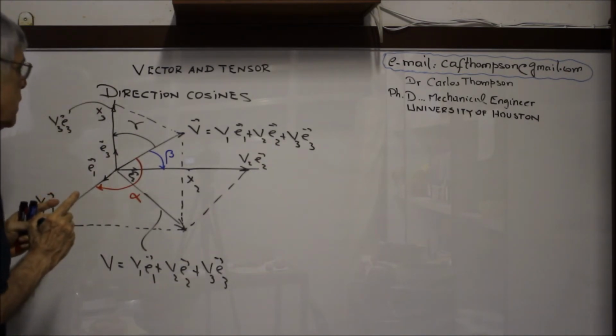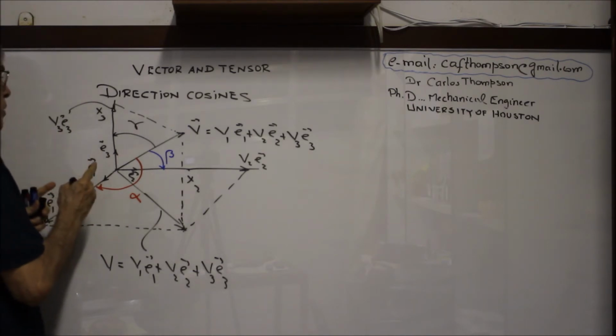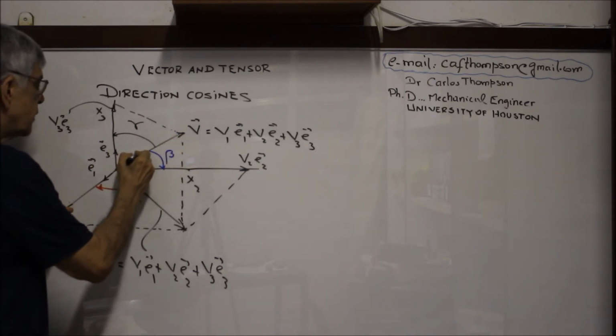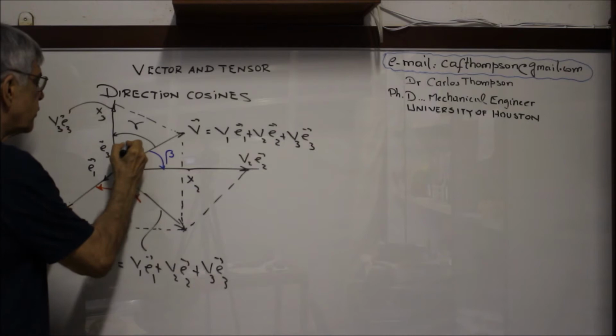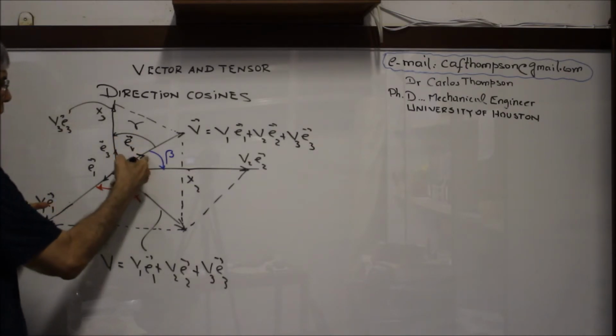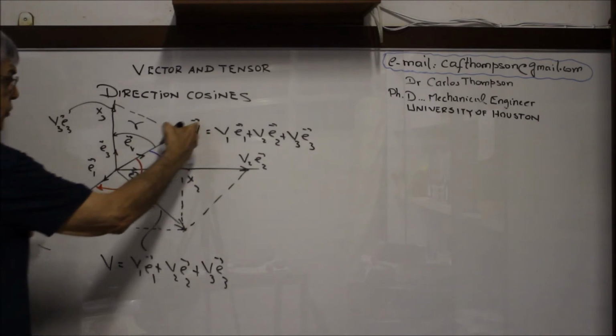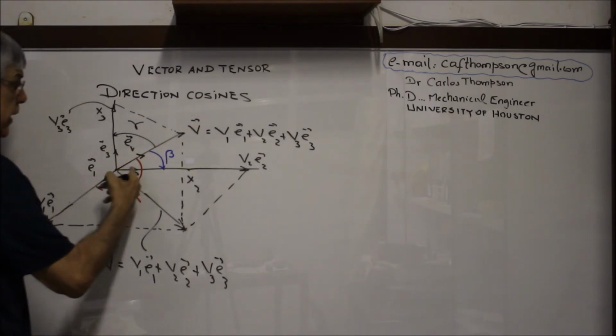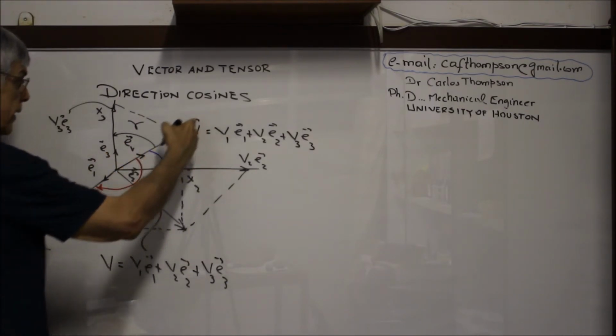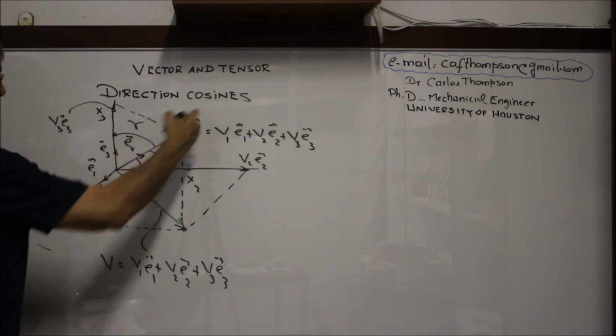Now, let's get the unit vector in this direction. Let's call this unit vector here EV. EV is a unit vector on this straight line in which vector V lies. That's a straight line.